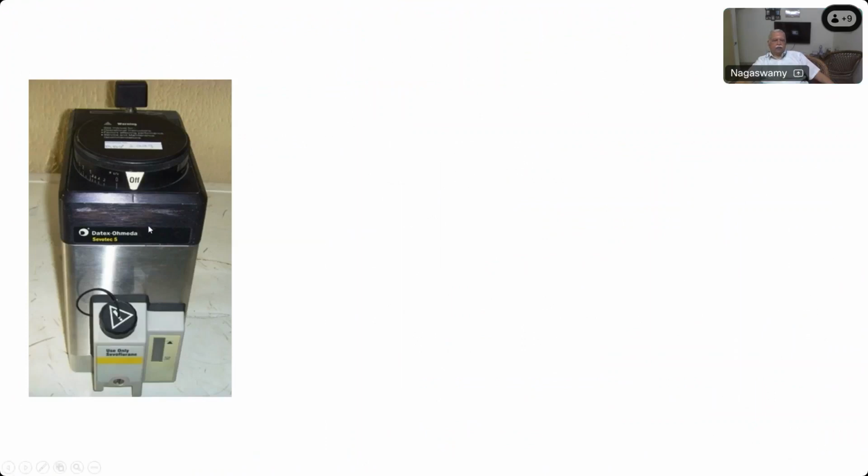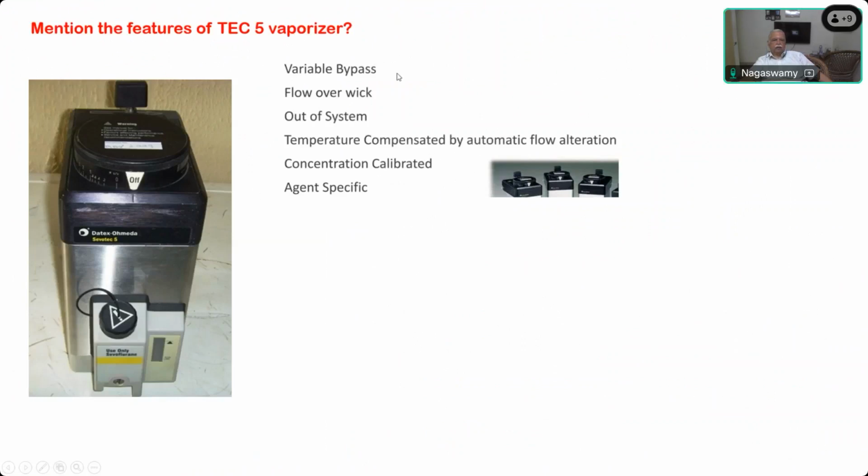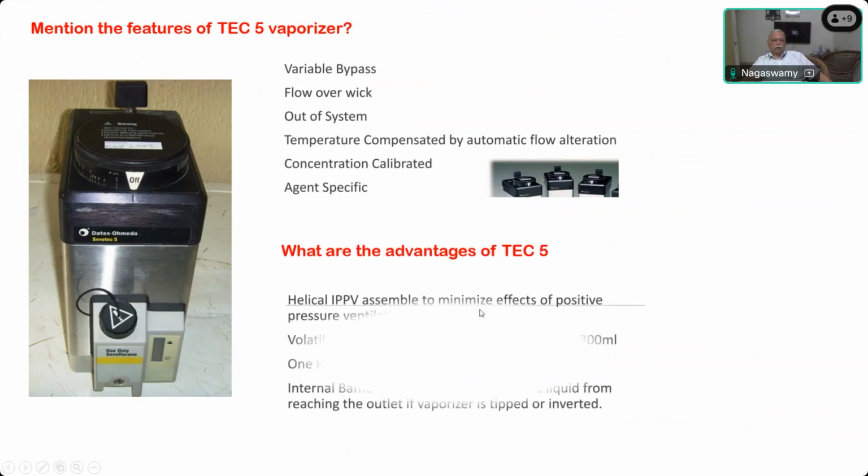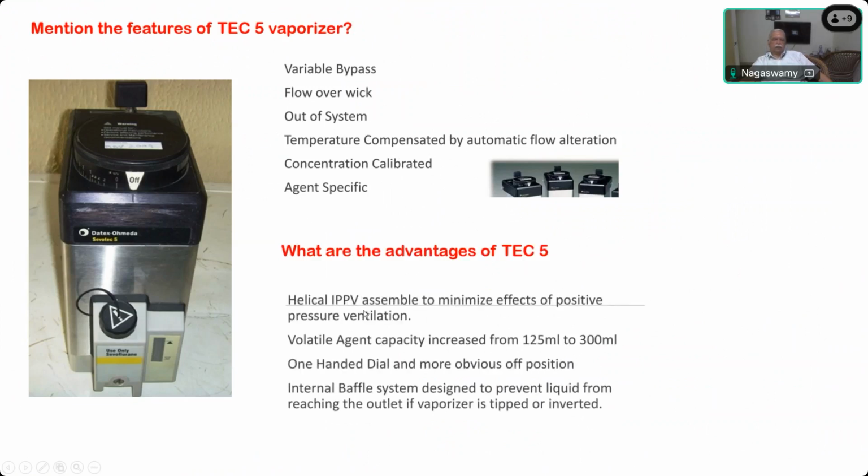And this is the Tech 5 model, Zero Tech 5. The features are, again, a variable bypass, flow over wick, out of system, temperature compensated, concentration calibrated, and agent specific. The advantages of Tech 5 are that it has a helical IPPV assembly which minimizes the effect of positive pressure. So the pumping effect is very much reduced in Tech 5. Volatile agent capacity is increased from 125 ml to 300 ml, and it can be operated with one hand.